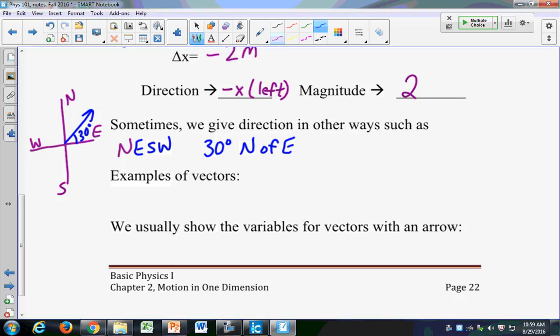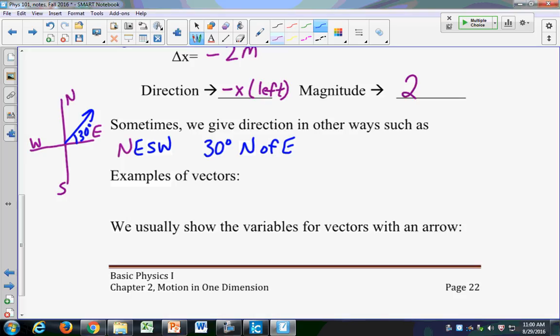If I was here, what would my vector be? South of west, and over here, south of east. There are different ways that people do that, but that's the way we'll do it. Not till chapter 3, though, okay? So don't sweat that right now. Right now, we're just dealing with plus and minus for vectors.